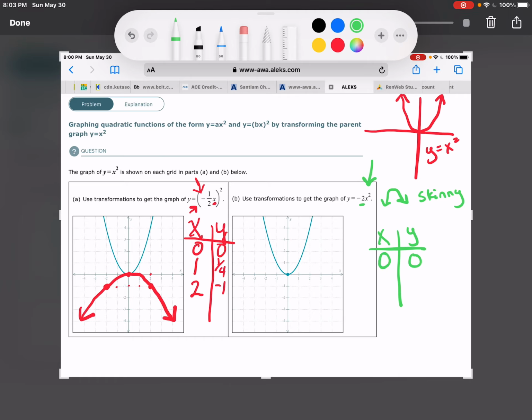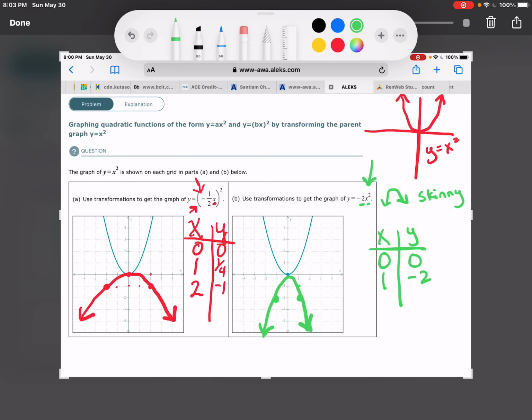You could plug that in and test it, but anything times 0, even 0 squared, can be 0. If I plug in a 1, I'm going to have negative 2 times 1 squared. 1 squared is just 1. Negative 2 times 1 is negative 2. So I'll have 1 and negative 2. This is a point. I can probably go ahead and just pull this down like this, and you can see it sort of lean out and frown. That should be enough to do that one.